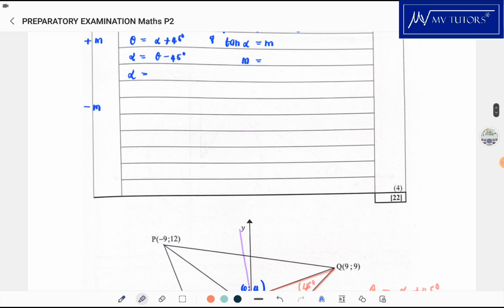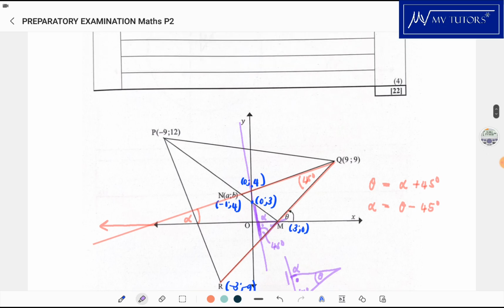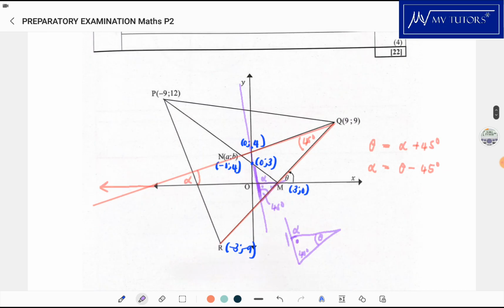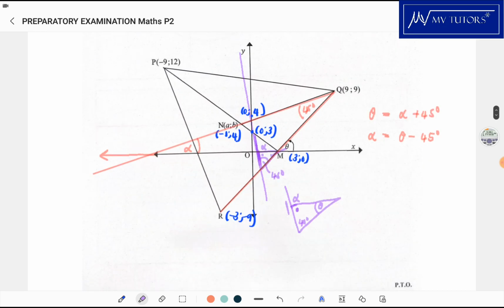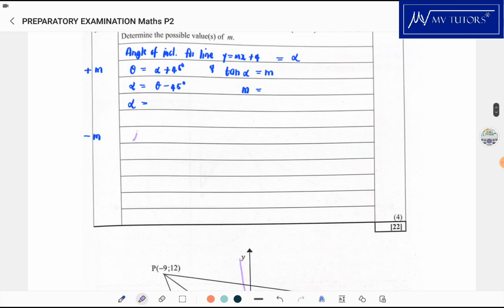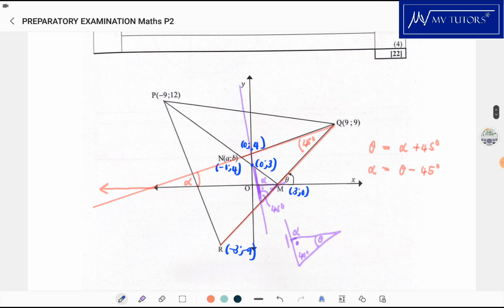But I see here we also have alpha can be equal to theta plus 45 degrees. Okay, no, sorry, theta. No, yes, alpha. I'm confusing myself here. Alpha is equal to theta plus 45 degrees. Yes. Let me change the pen. Alpha is equal to theta plus 45 degrees. Yeah, let me not confuse myself. All right, let's put it there as well.